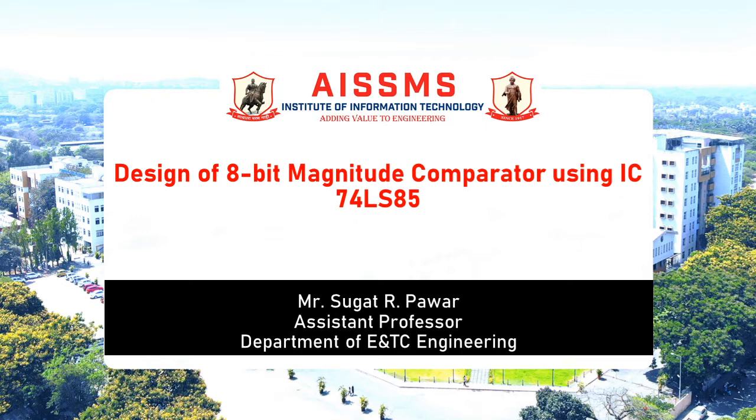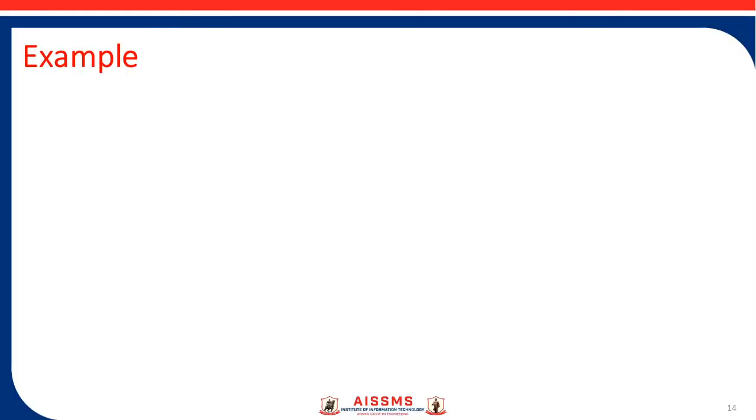Information Technology Pune. In this video, I am going to explain the design of an 8-bit magnitude comparator using IC 74LS85 by taking one example. In the previous video, we took the example A equals 128 and B equals 112. Now we'll take another example, that is A is 135 and B is 136.